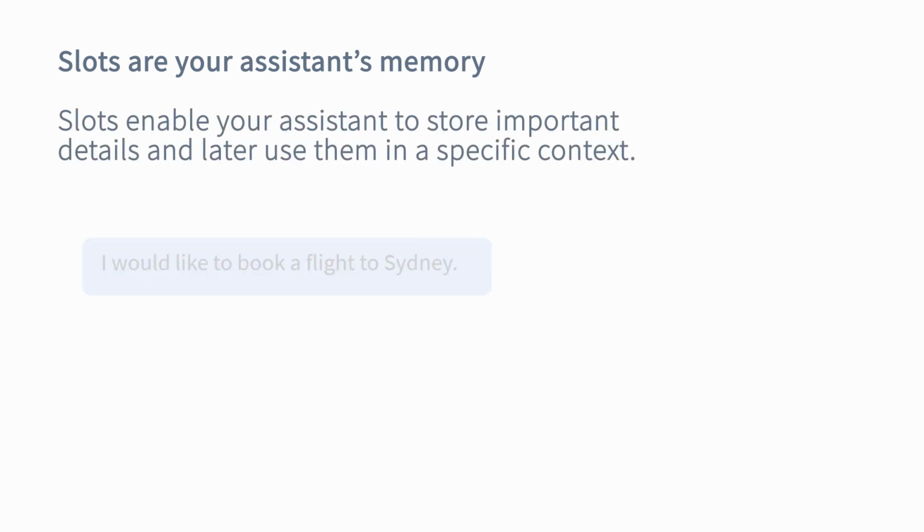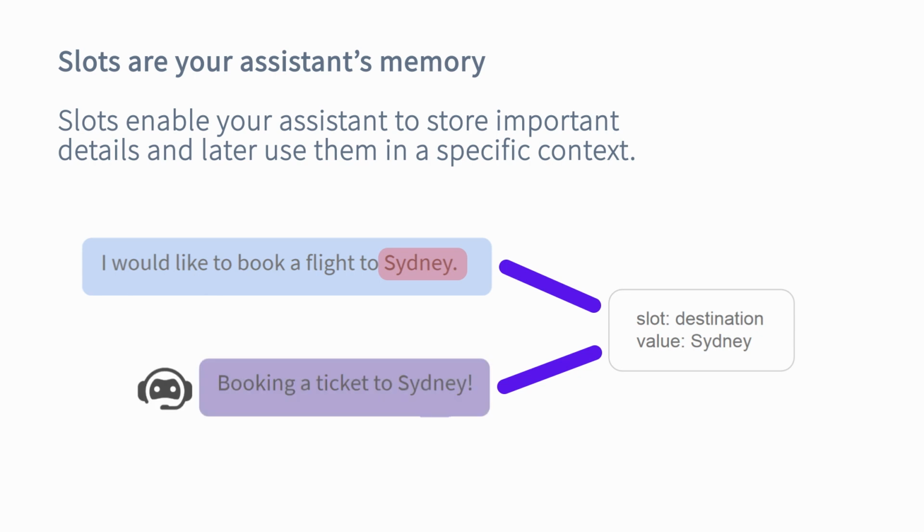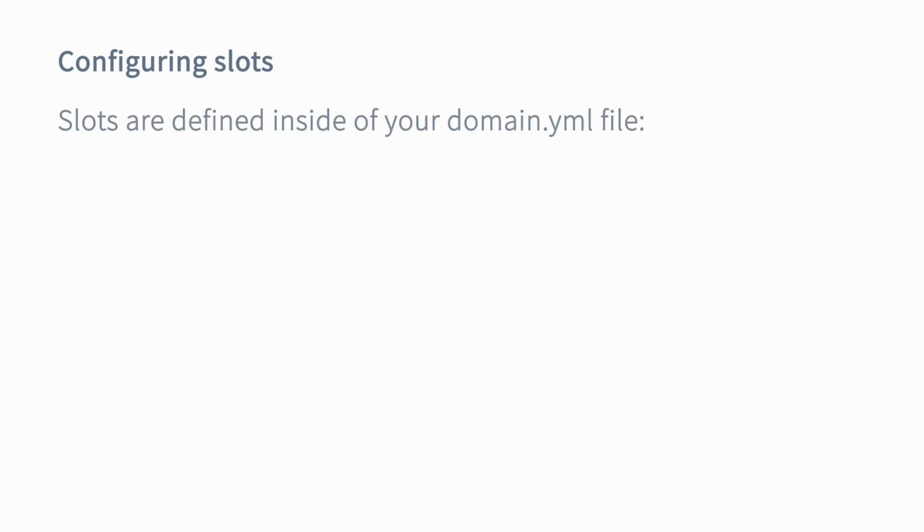So for example, a detail like the user's destination is a very important detail for a flight booking assistant. Just like we have in this example, where the user says that they would like to book a flight ticket to Sydney, a detail called Sydney could be extracted as a slot and later on used by your assistant when making a booking. So how are the slots defined?